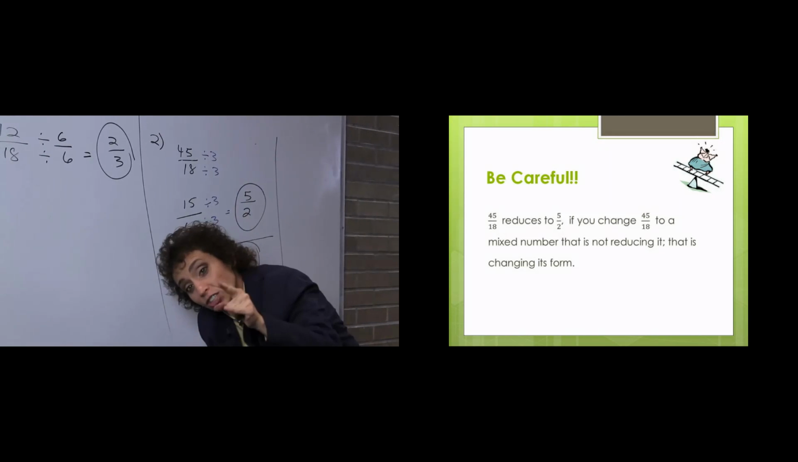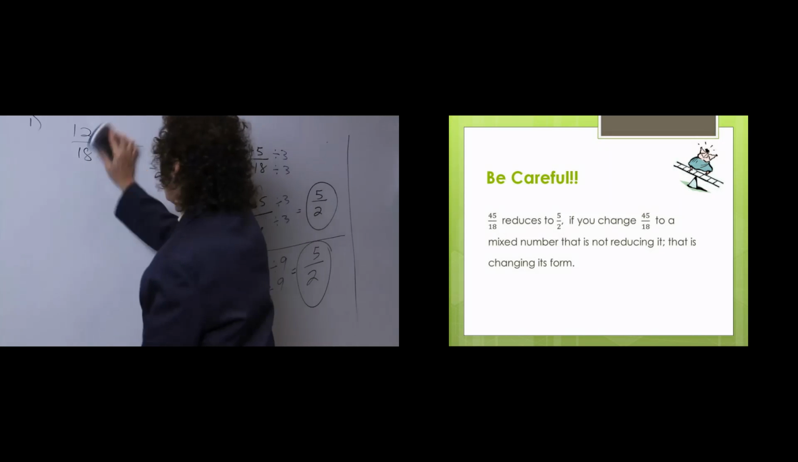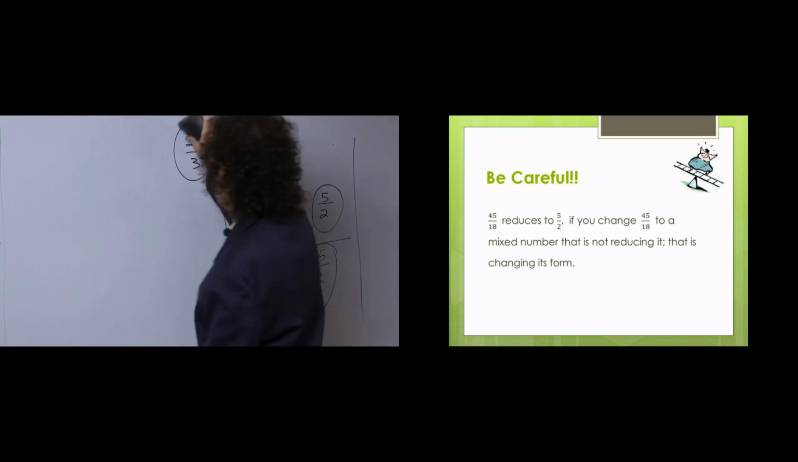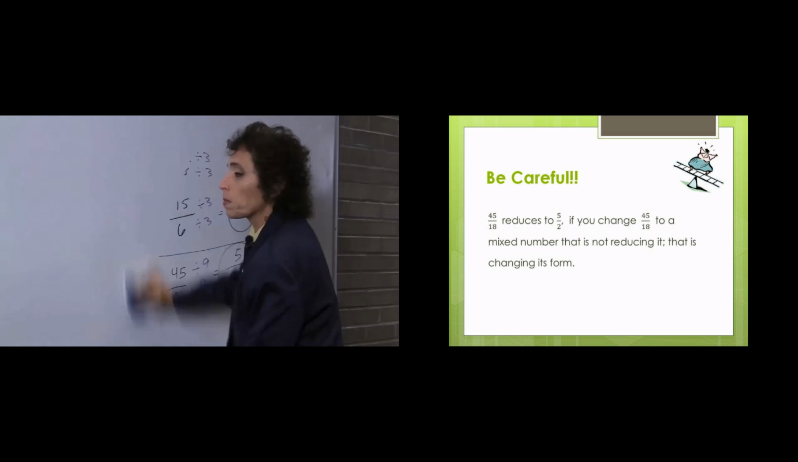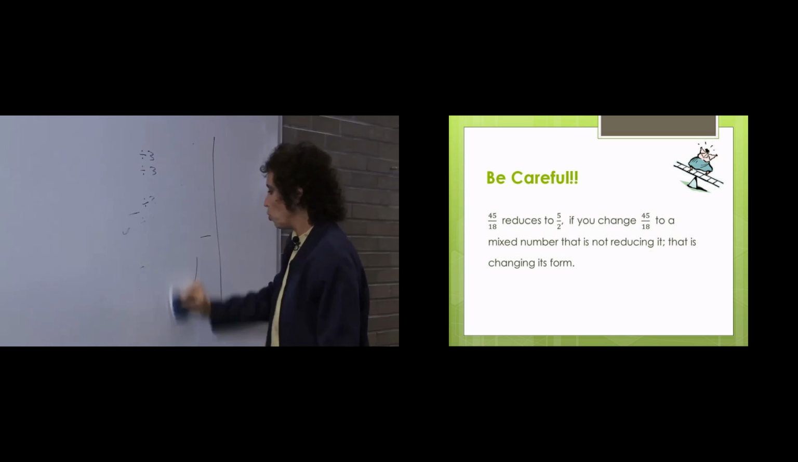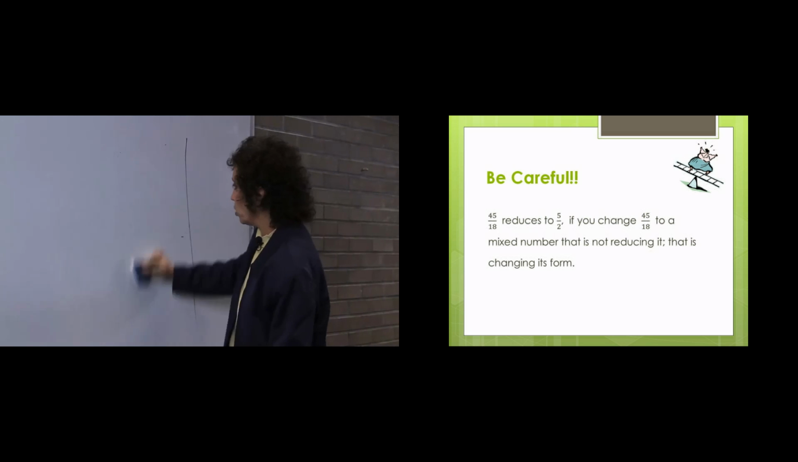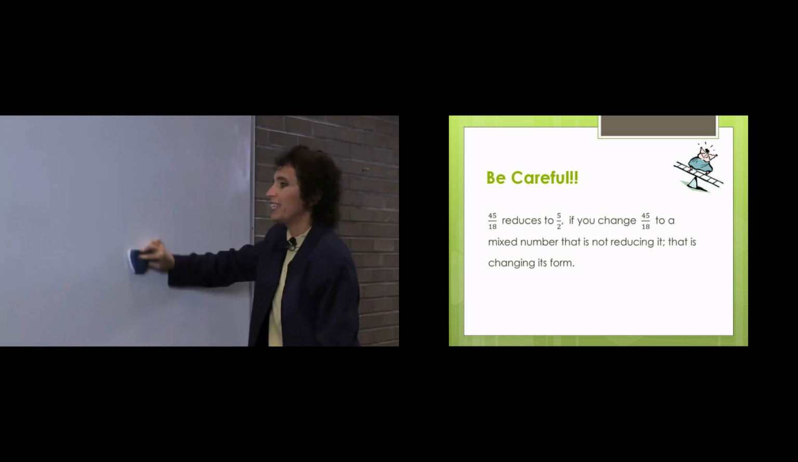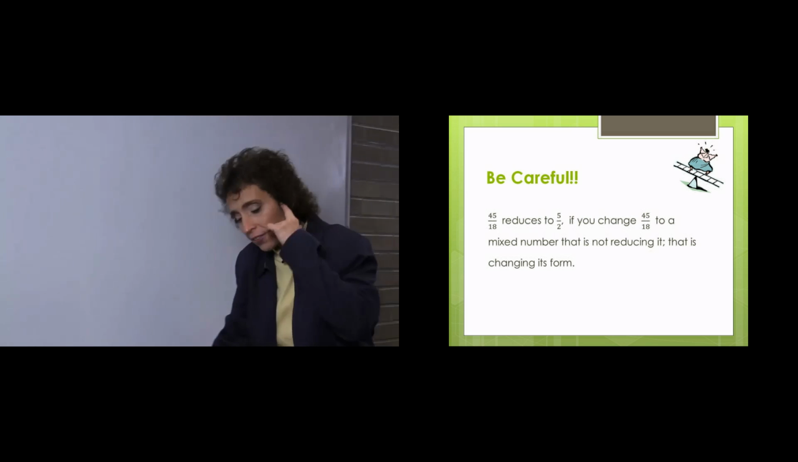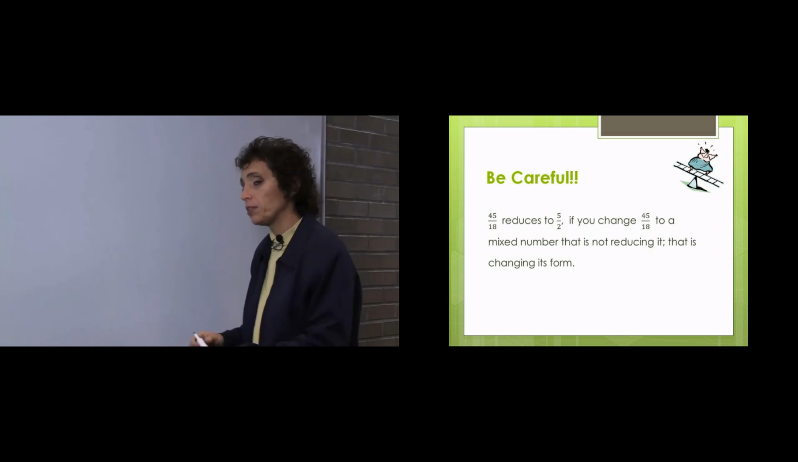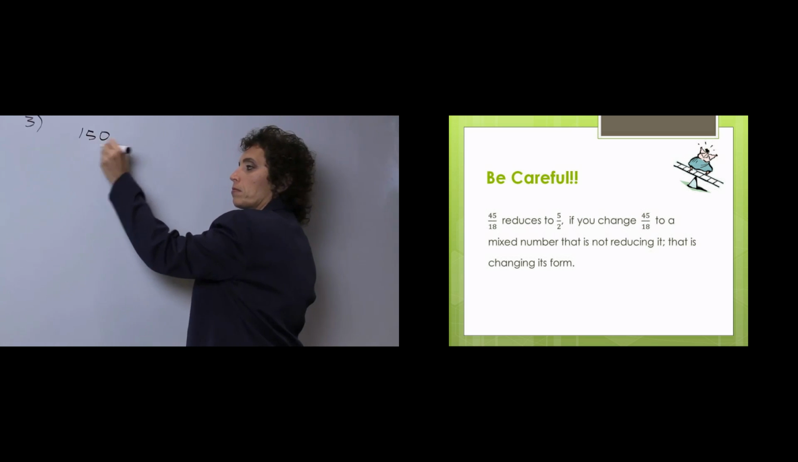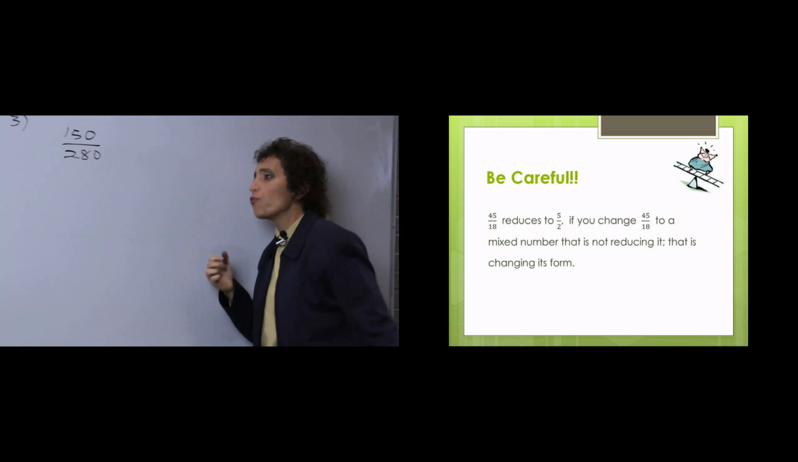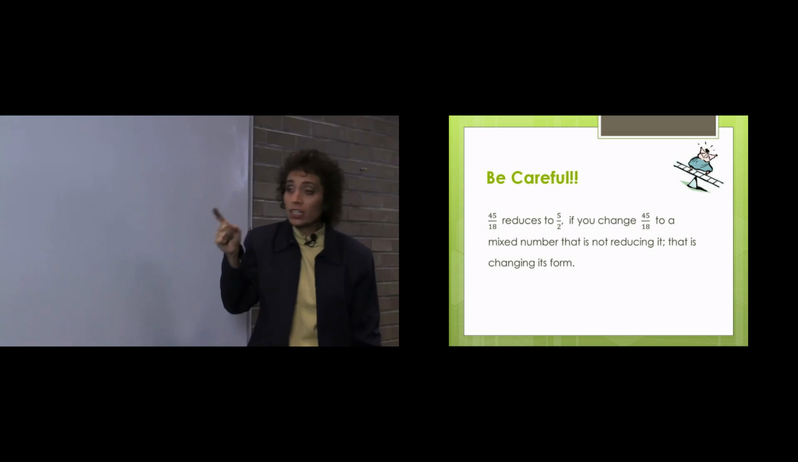Of course, reducing means you have to understand division. If you don't understand division, it's not going to be too easy for you. All right, number 3 is 150 over 280. Notice I'm trying not to say the word "and," because that means decimal. That looks like a very, very big number. We can clean this up right away.